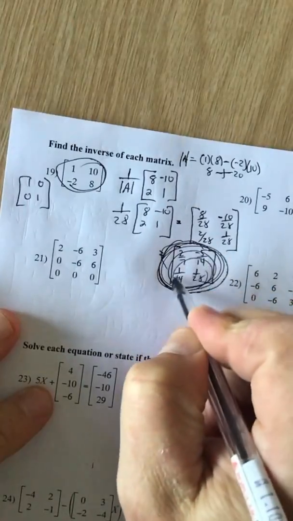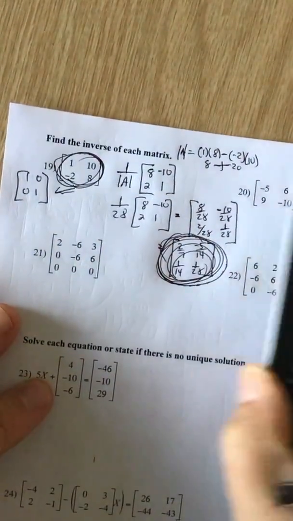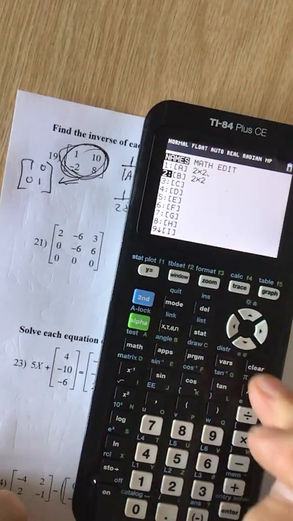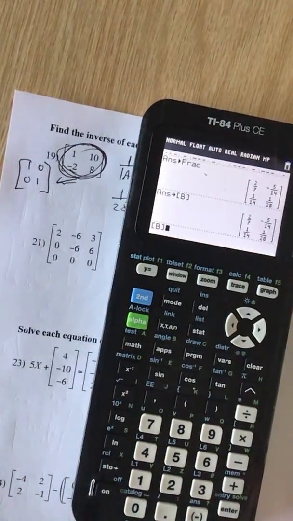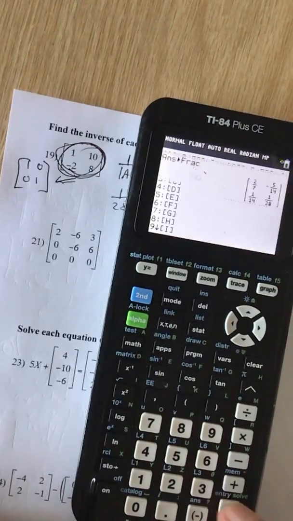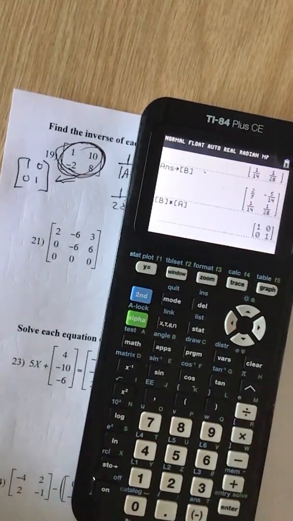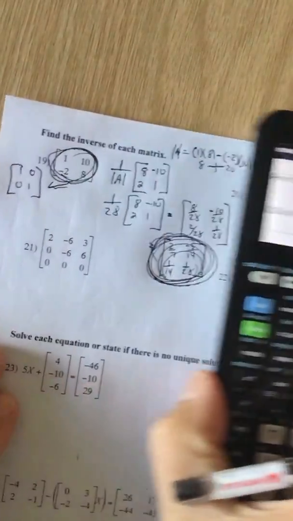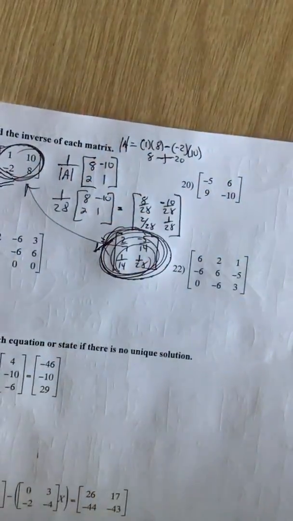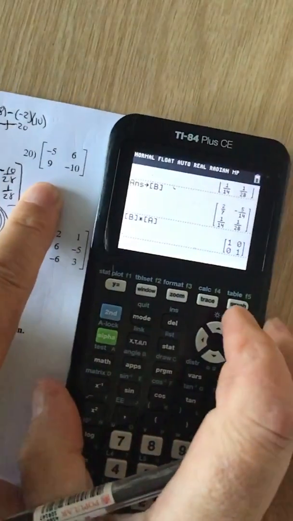Okay, remember I said this one, the inverse times the original should give us the identity. Okay, if I do second matrix B times second matrix A, sure enough, we have the identity. That's a little proof that this does undo that one. Okay, so getting the inverses now are really easy.